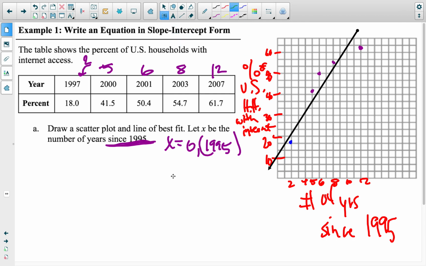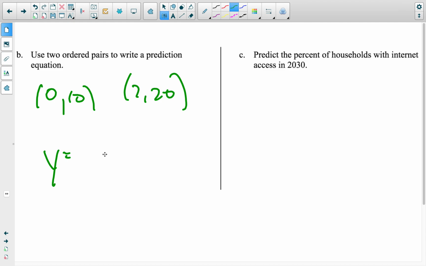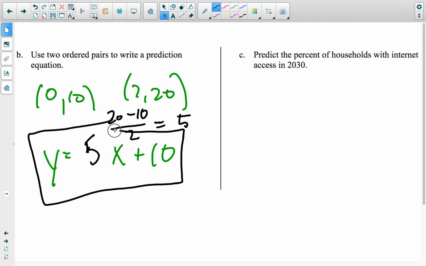Okay, so this is getting into part B. Part B says to use 2 points to write a prediction equation. I see I have a point right here at 0, 10, and then I see I have another nice clear point right here at 2, 20. So I'm going to use those 2 points to find the slope and intercept. Okay, so 10 is actually my y-intercept, and then my slope, if I take 20 minus 10 divided by 2 minus 0, that would give me a slope of approximately 5. So approximately 5x plus 10 would be my prediction equation.